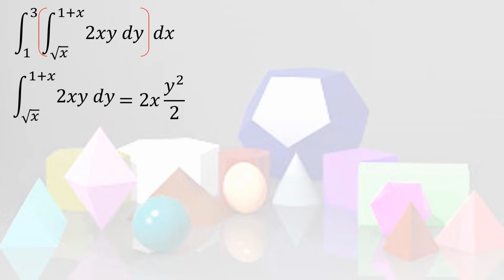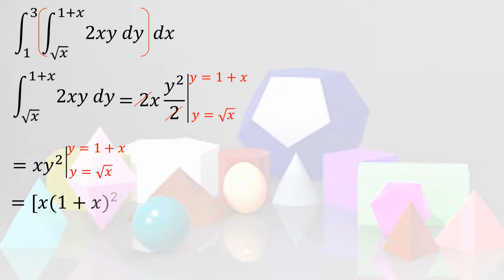It is equal to 2x y squared over 2 from y equals square root of x to y equals 1 plus x. I cancel 2 already, it will be equal to 1. So simplifying further, we will be getting xy squared from y equals square root of x to y equals 1 plus x. Then we are going to substitute the upper limit first before your lower limit, and then we are going to subtract.